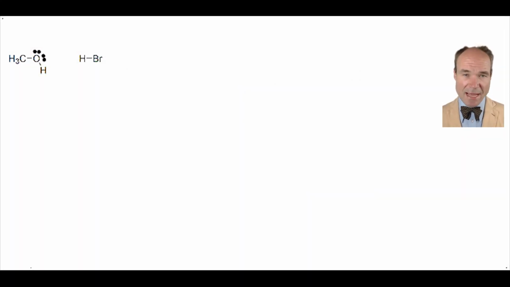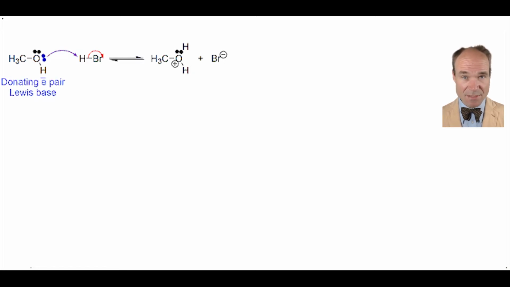Here we see the reaction of methanol with hydrobromic acid. When we consider the mechanistic arrows, we see that the methanol is acting as a Lewis base. That's to say, it's donating a pair of electrons in the form of a lone pair.